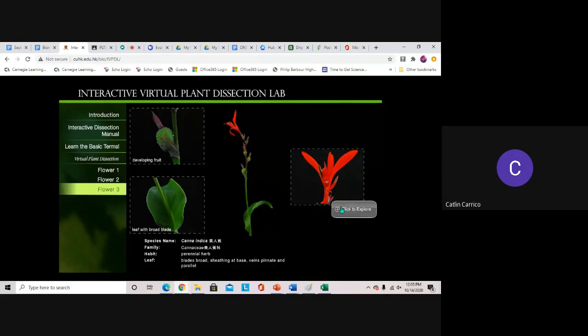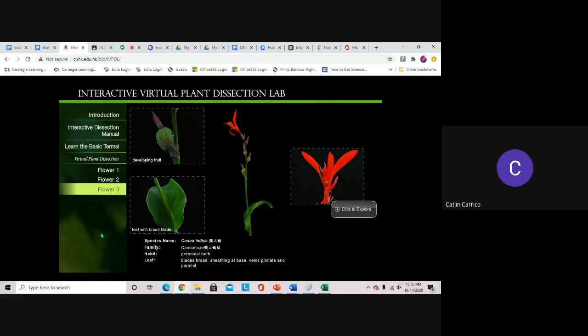So we can look through here. We can look at the different things. We have a leaf with a broad blade. You have a developing fruit, and we've explored the flower. So this was just designed to be a quick virtual lab for you to see some different examples of flowers and how their parts may look a little different, but they all contain the same sort of parts.